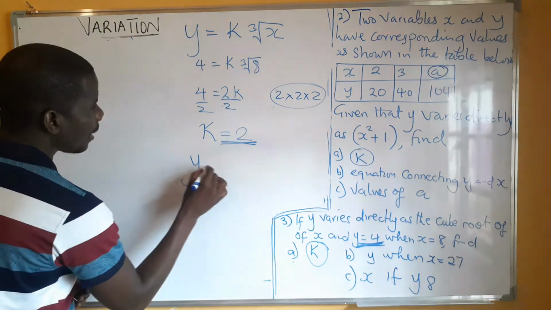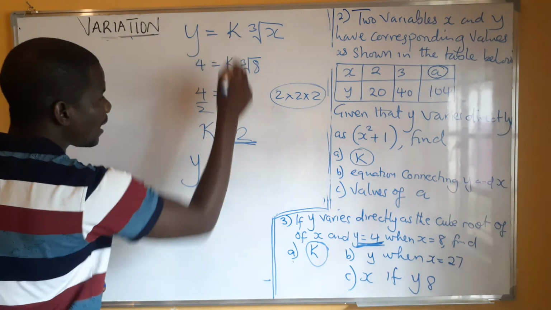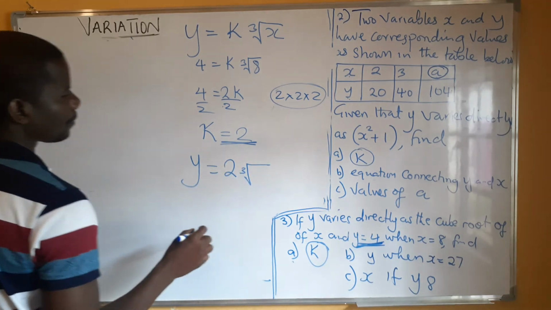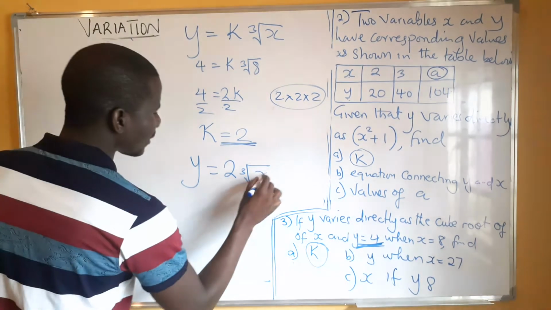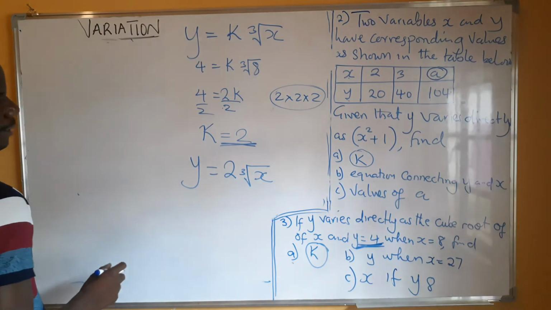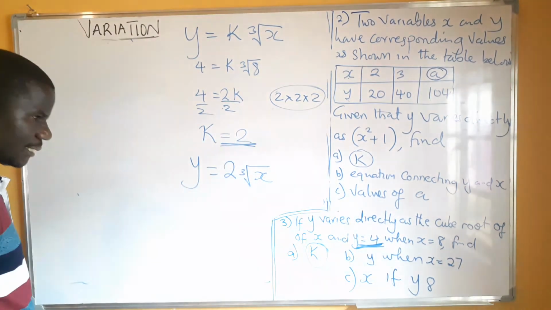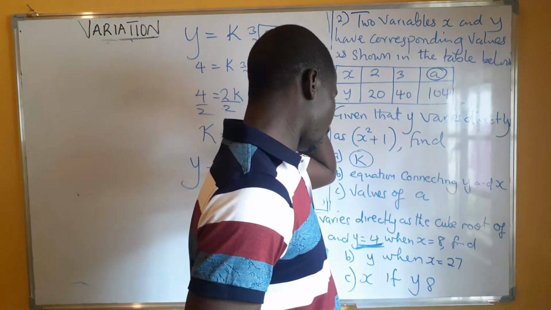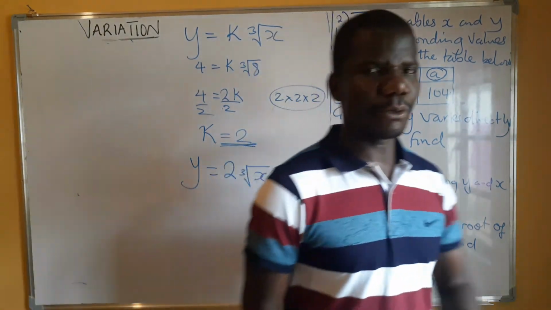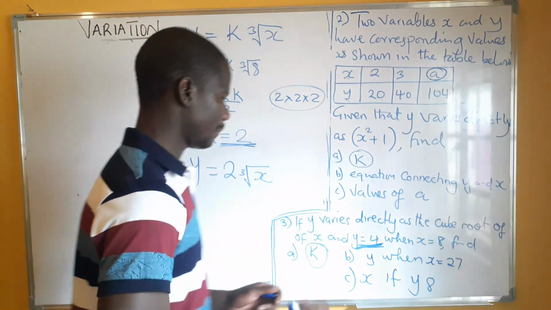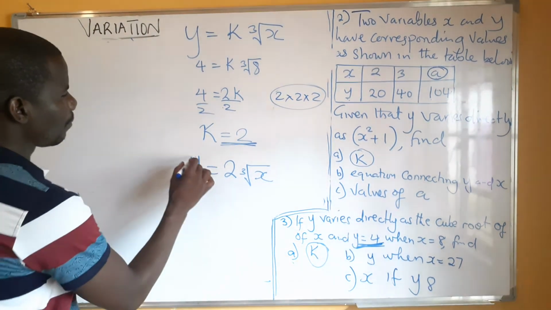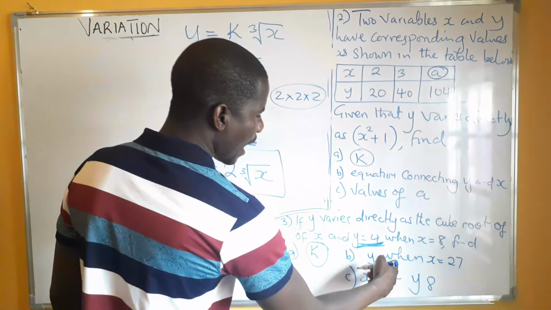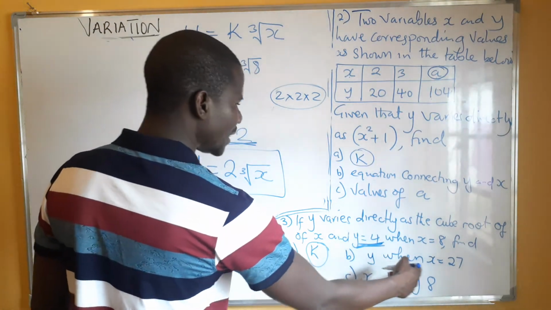where we have k here, what am I putting? 2. Then the cube root of x. Okay? This is a must-find if it's not given, even when it hasn't been asked as one of the questions. So now, after we have found the value of k, we need to find the value of y. The value of y when x is equal to what?